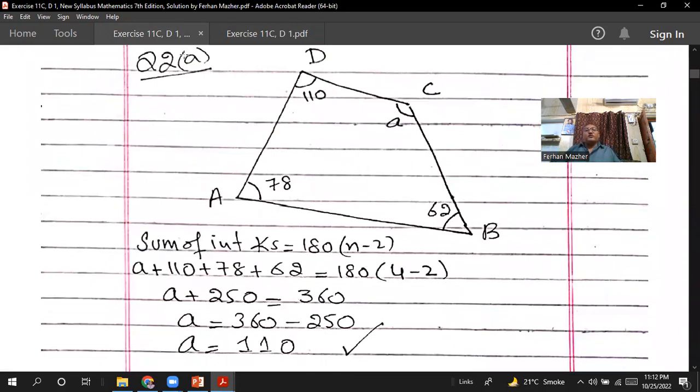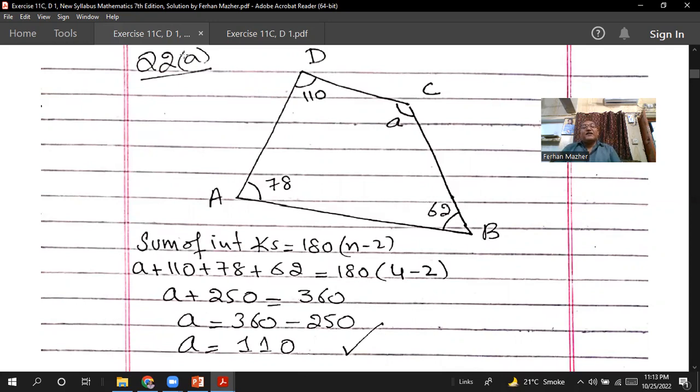Okay, so this is question number 2, A part. The sum of the internal angles of a four-sided figure will be 180(n - 2). So it will be A + 110 + 78 + 62 = 180(4 - 2). So 4 - 2 will be 2, and 2 multiplied by 180 will be 360.